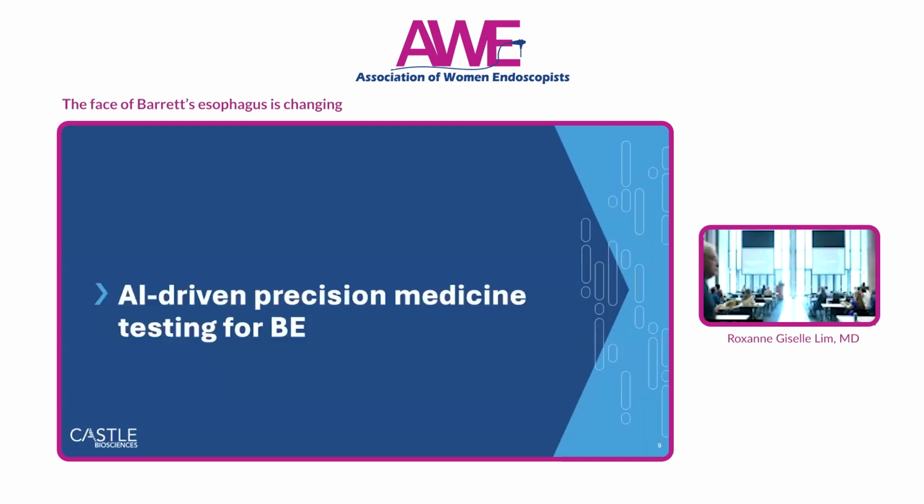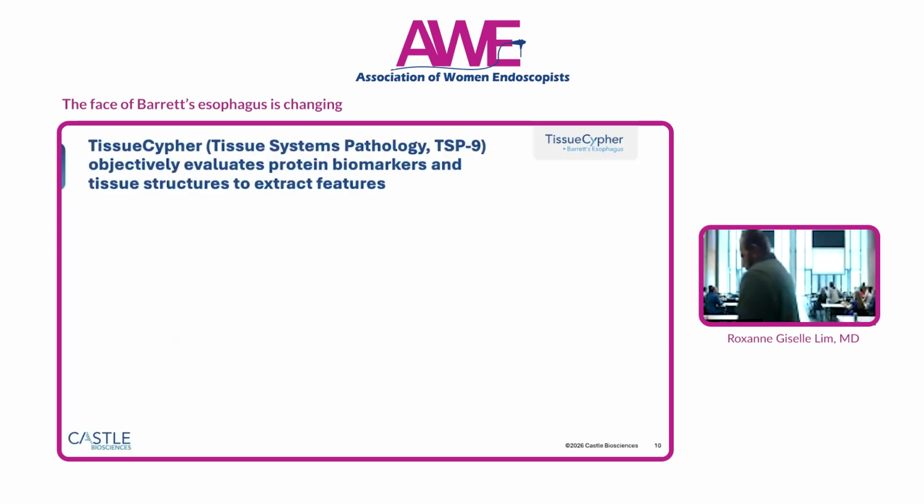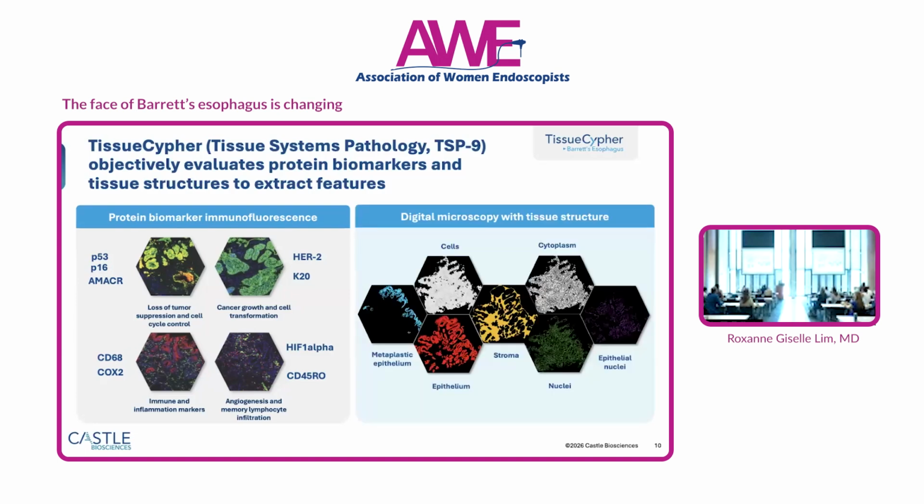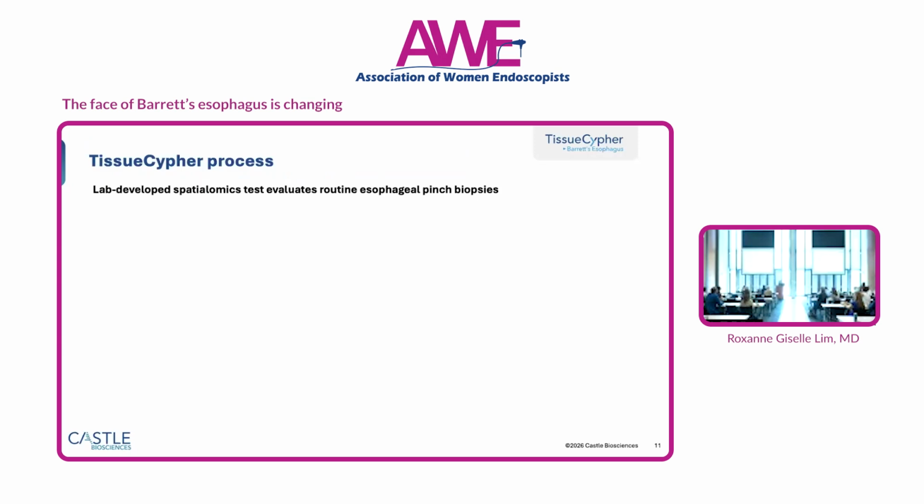TissueCypher is an AI-driven precision medicine test for Barrett's esophagus. It's a prognostic assay that will help us identify who is more likely or less likely to develop progression of disease. What is it really? It objectively evaluates protein biomarkers and tissue structures to extract features. All these 9 protein biomarkers were statistically significantly identified as associated with progression, and the next step is quantifying these protein markers using digital microscopy with tissue structure. So it uses spatial omics to evaluate routine pinch biopsies.